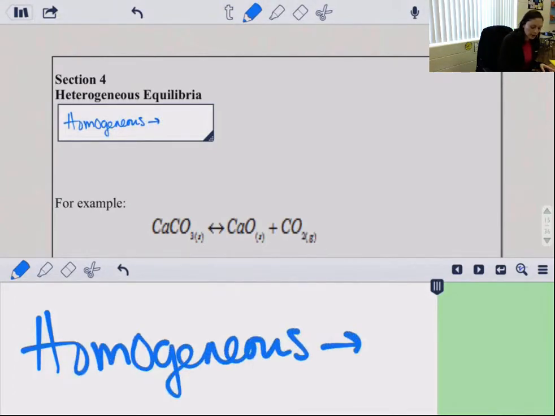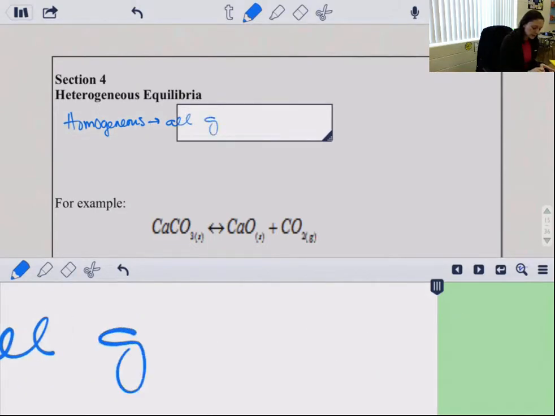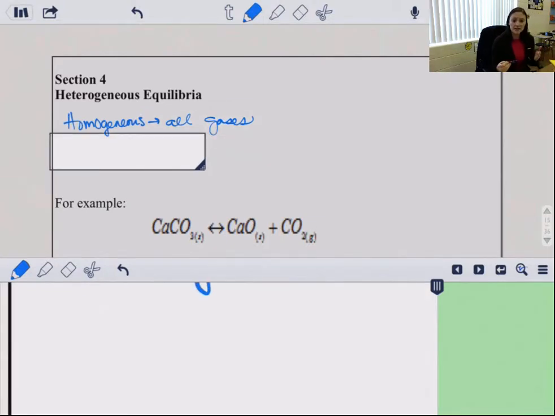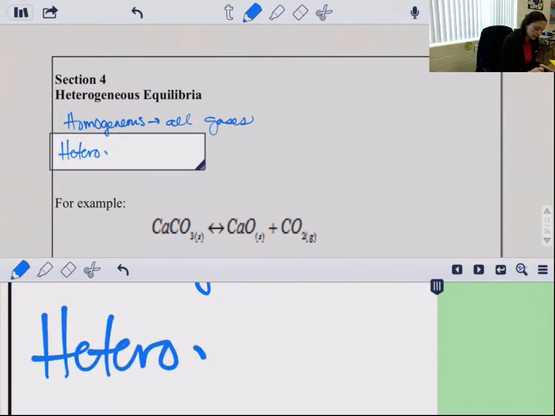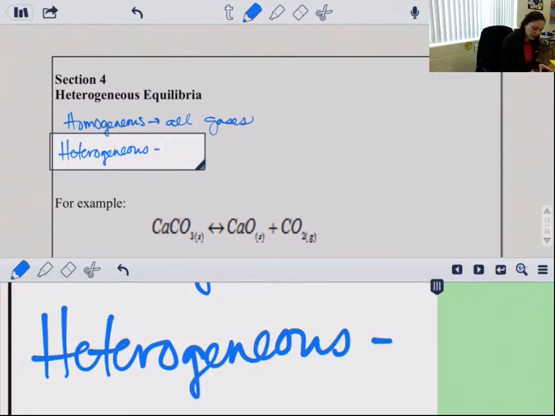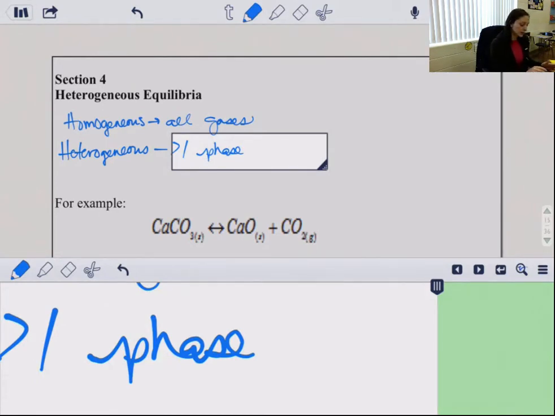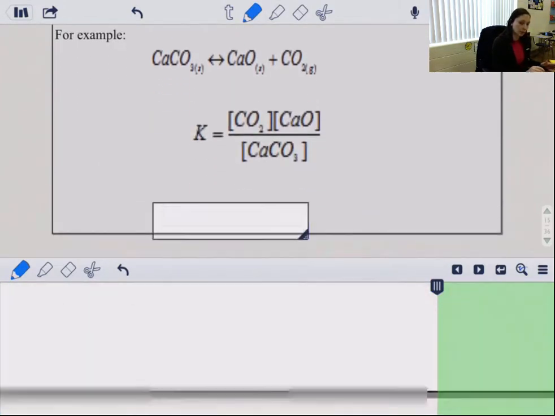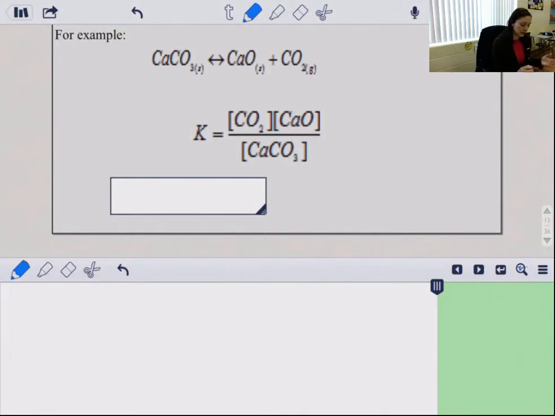They're usually going to be things that are all gases. You're not going to have all liquids or all solids, you'll see in a second. But it's more normal to have an equilibrium that includes a solid or a liquid, and that's going to be heterogeneous. So heterogeneous equilibria deals with more than one phase, and they're written a little bit differently when you're dealing with equilibrium expressions and concentrations.